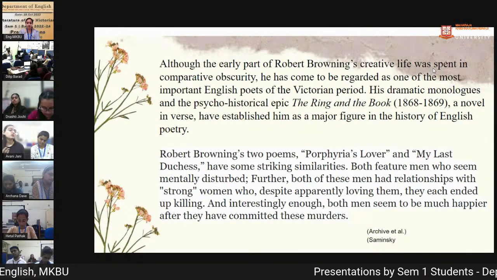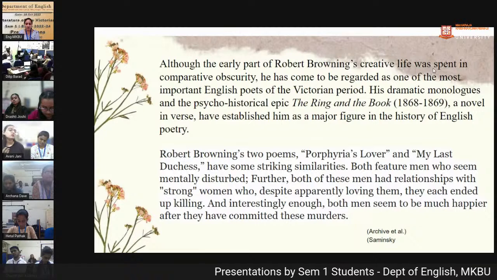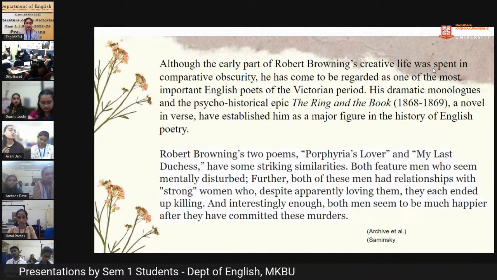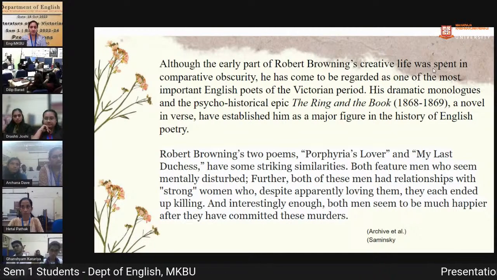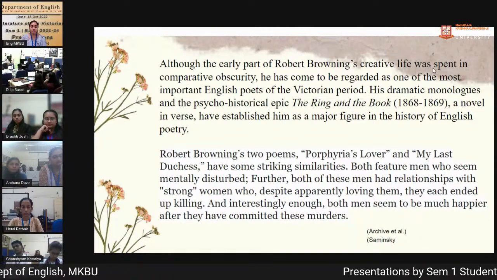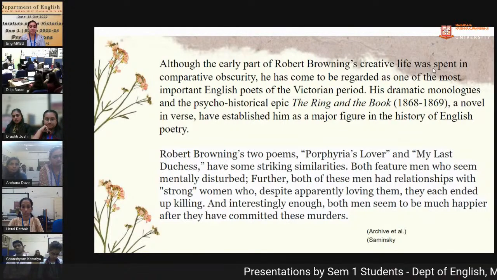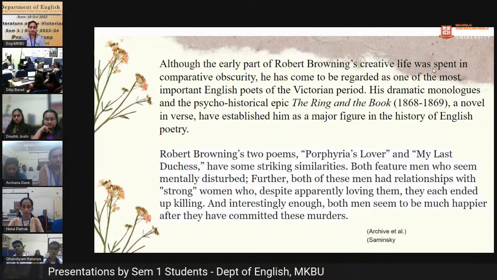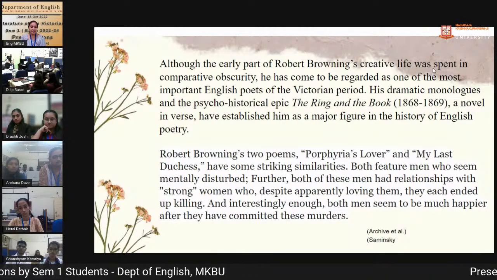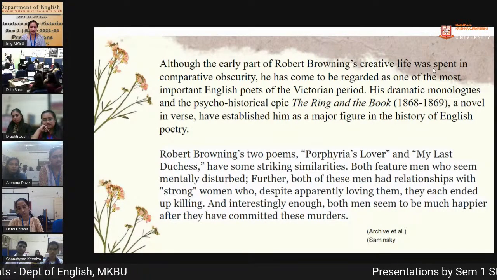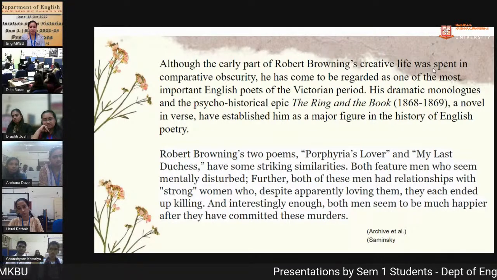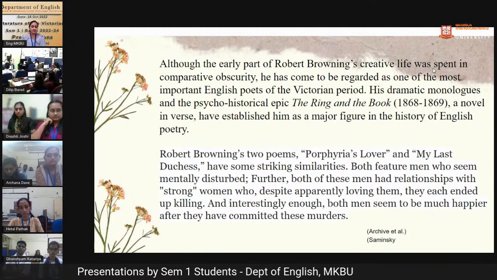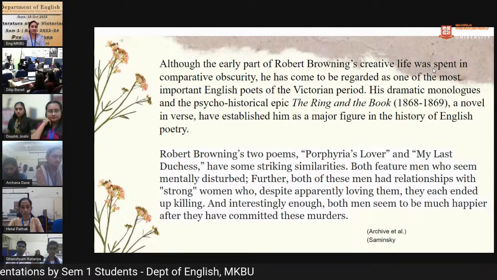Robert Browning's two poems, Porphyria's Lover and My Last Duchess, have some striking similarities. Both feature men who seem mentally disturbed. Further, both of these men had a relationship with a strong woman who, despite apparently loving them, they each ended up killing, and interestingly enough, both men seem to be much happier after they have committed this murder. In this poem, the story is similar.